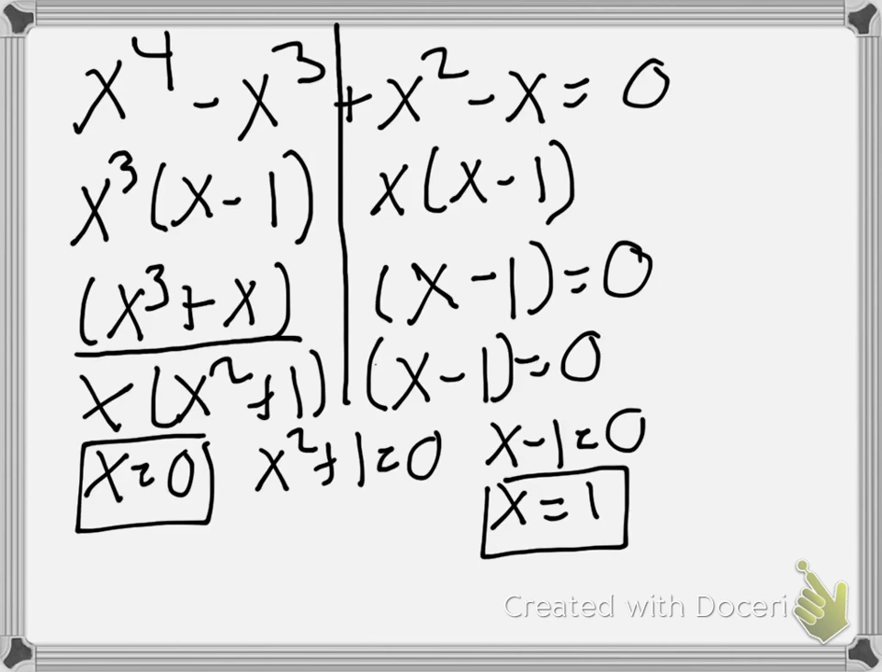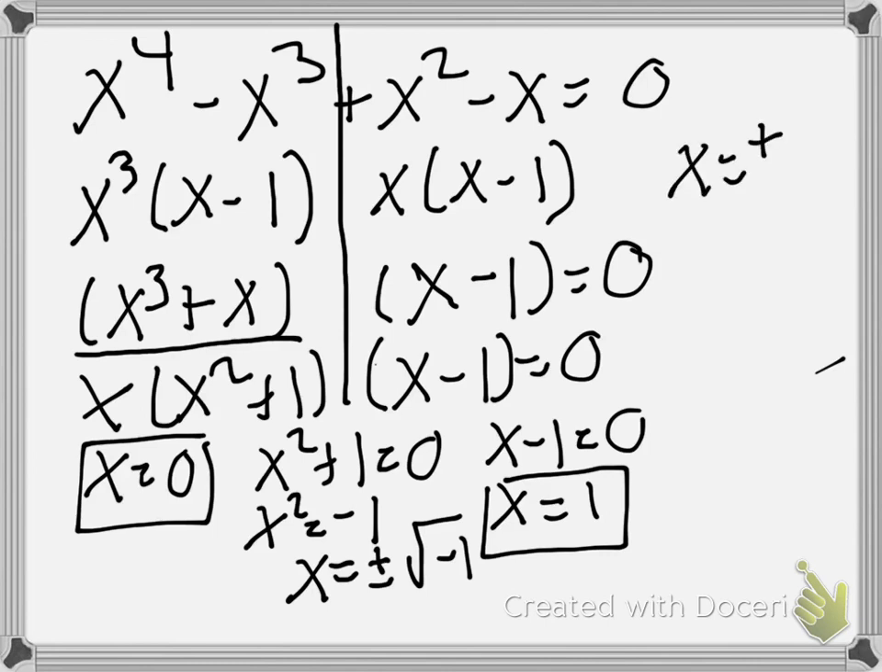Well, that gives me x squared equals negative 1. Uh-oh. If I take the square root of this, I get x equals plus or minus the square root of negative 1. Well, guys, we've already told you what these are. The square root of negative 1 means that I have x equals plus or minus i. So there are all my answers.